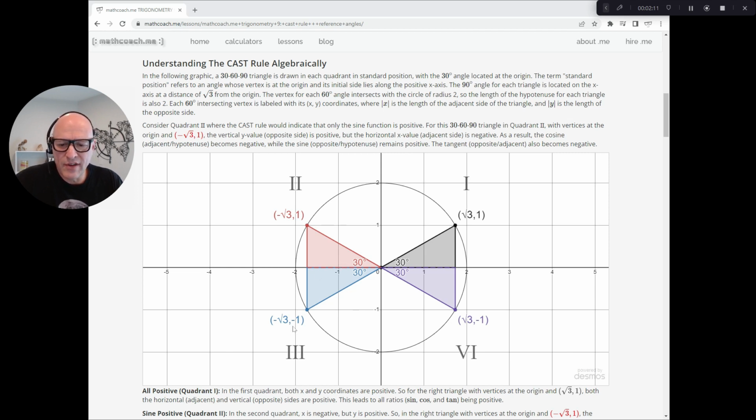The opposite value is minus 1. The adjacent value is minus 3. Dividing negative by negative, we get a positive result, whereas for the other two functions, sine and cosine, we'd get a negative result.